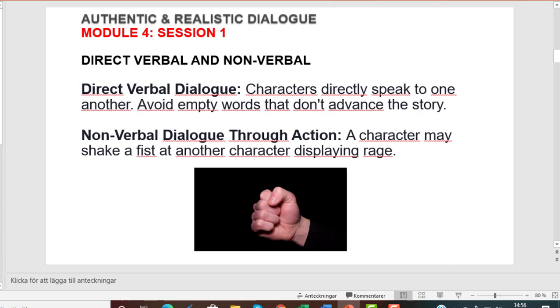Start with direct verbal dialogue. This is the most common type of dialogue where a character directly speaks to another character. In this case, you need to avoid empty words that don't advance the story. Make your character sound real and remember that when real people talk, there is always something else going on in the scene. Someone may yawn because she is bored, or another character may look out of the window because he or she is admiring the view. Or maybe someone is having a cup of tea.